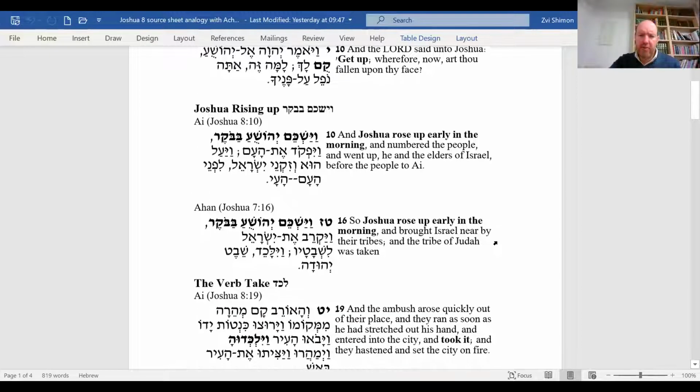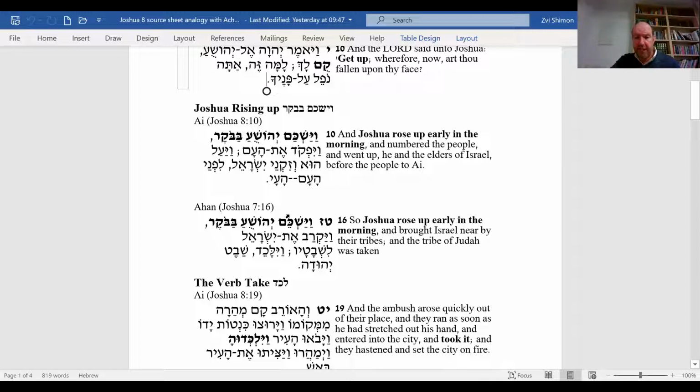In both instances, we have a description of Joshua rising up in the morning. We saw it in chapter 8, verse 10, and Joshua rose up early in the morning and numbered all the people. So too, in Joshua chapter 7, verse 16, Joshua rises up early in the morning and brought all Israel near by their tribes to determine who was responsible for the sin. Exactly similar wording. Vayashkem Yehoshua baboker. He rose up in the morning, early in the morning.